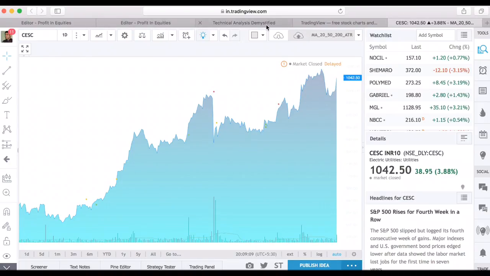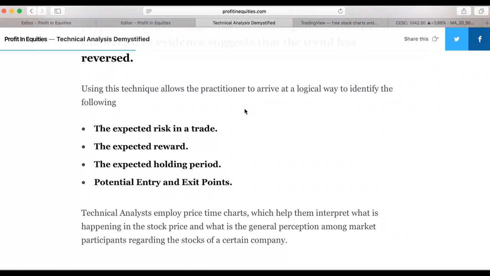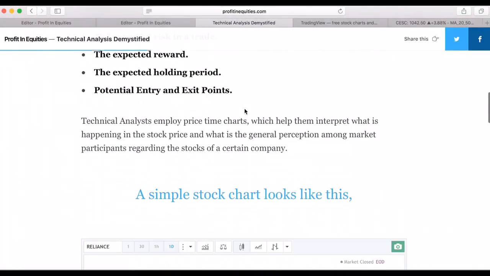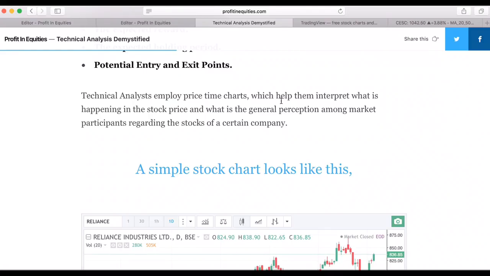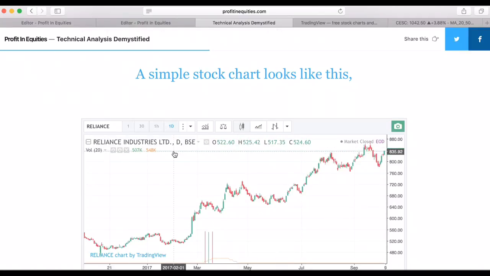Now, if I get back to the article, you would see that using this technique, any practitioner can define the risk in a trade, like the amount of money he can lose if the trade goes wrong, the expected reward, like how much he can gain if his trade is right, the expected holding period, like the amount of time he would need to remain invested in that stock, and the potential entry and exit points. Technical analysts employ price-time charts which help them interpret what is happening in the stock price. So a sample chart would be like this.